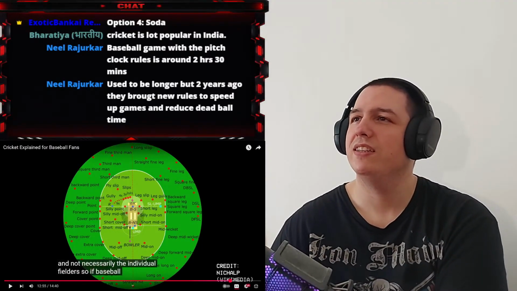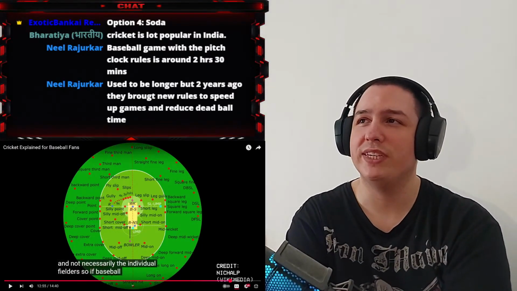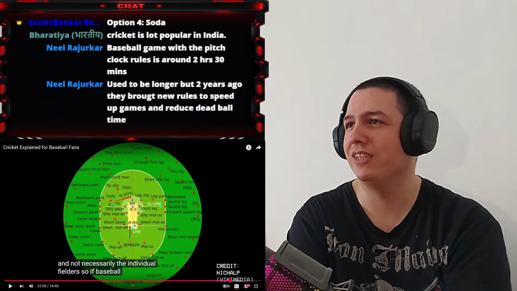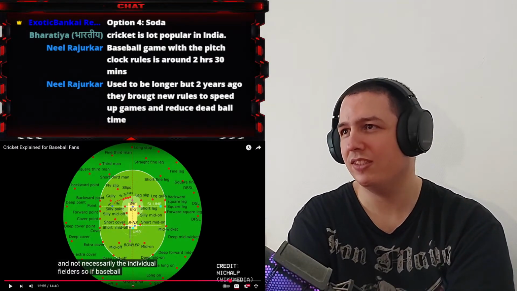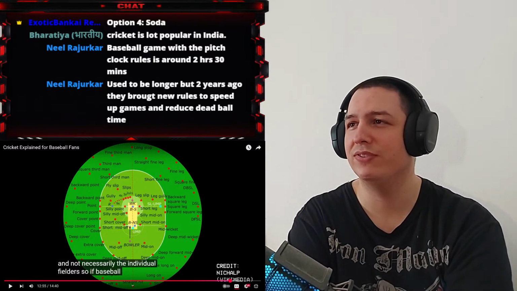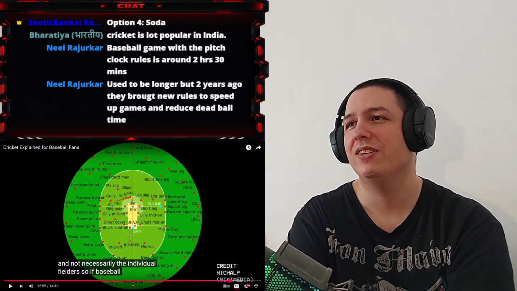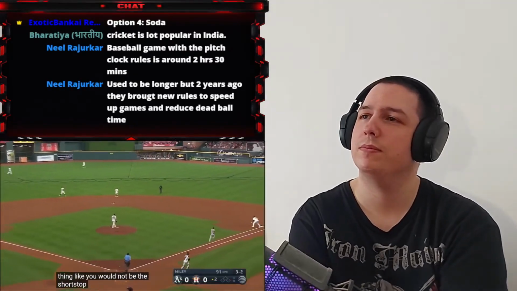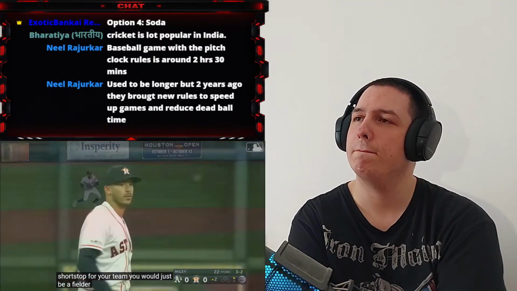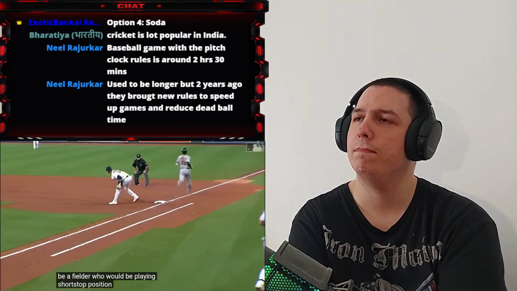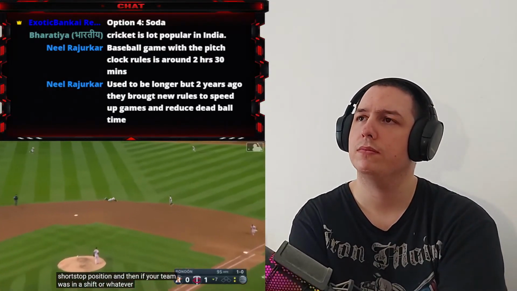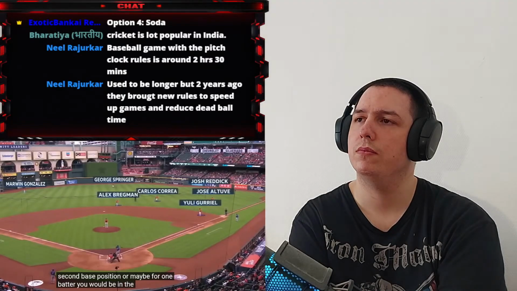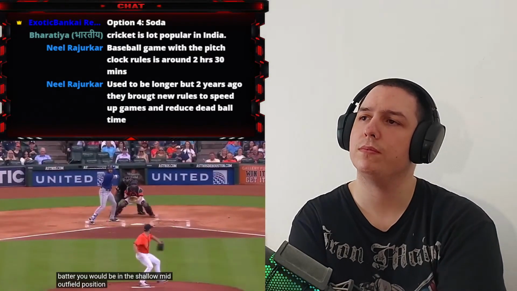There's a position called straight fine leg, short fine leg, leg gully, backward, deep mid wicket, mid off, mid on. Interesting names. If baseball had a similar thing, you would not be the shortstop for your team, you would just be a fielder who would be playing the shortstop position, and then if your team was in a shift, maybe you would be said to be in the second base position, or maybe for one batter you would be in the shallow mid outfield position, right?